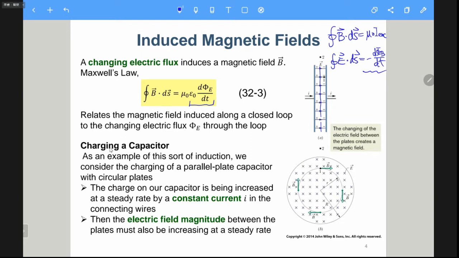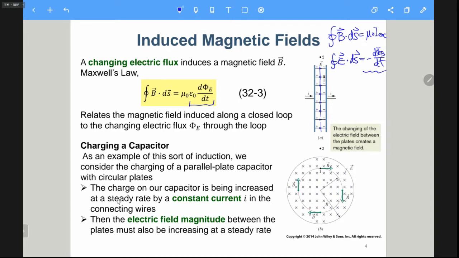Okay, so here it says, charging a capacitor as an example of this sort of induction. We consider the charging of a parallel plate capacitor, with circular plates. So this is a circular plate. The charge on the capacitor is being increased at a steady rate. So this I is increasing, which means that the potential difference or the accumulated charge on the plate will be increasing. And so the electric field between the plates will also be increasing. Okay, so then the electric field magnitude between the plates must also be increasing at a steady rate.